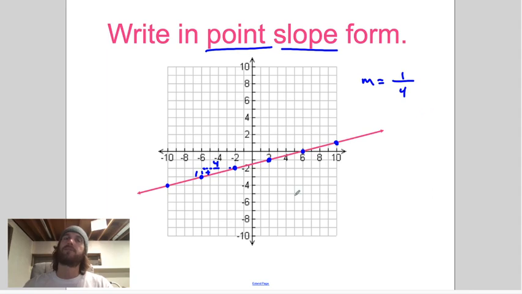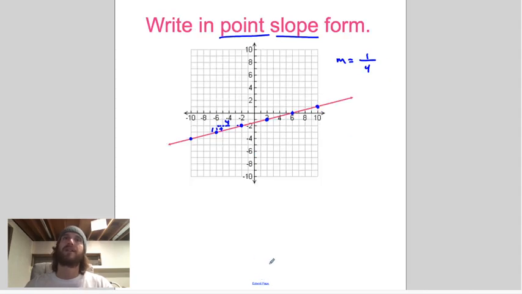And now I get to pick a point. And ladies and gentlemen, it does not matter which point you pick. But we need to pick a point so we can write it in point-slope form. Let's do this one here. This is the point 2 comma minus 1. And if we plug that in for point-slope form, that's going to be y minus negative 1 equals, our slope is 1/4, times x minus 2. Okay, y minus -1 is really a y plus 1.